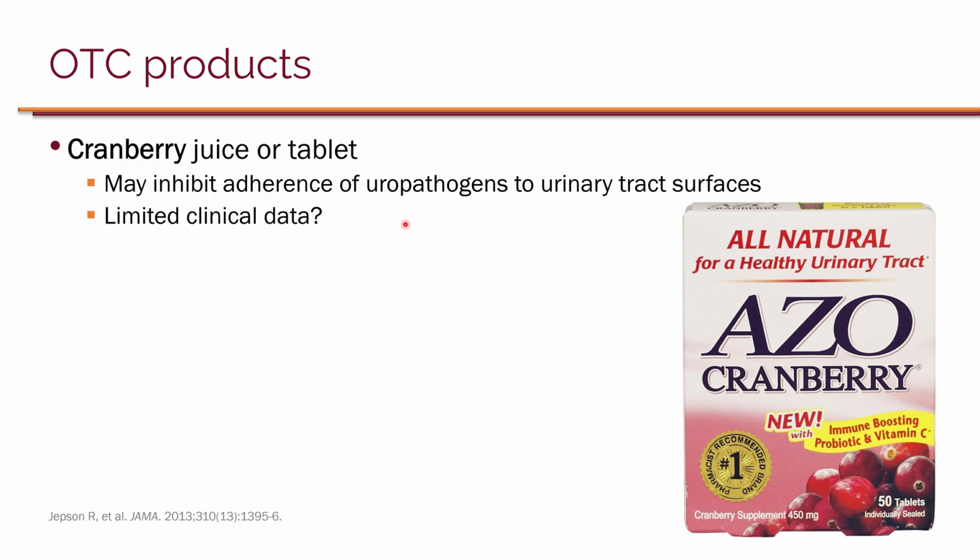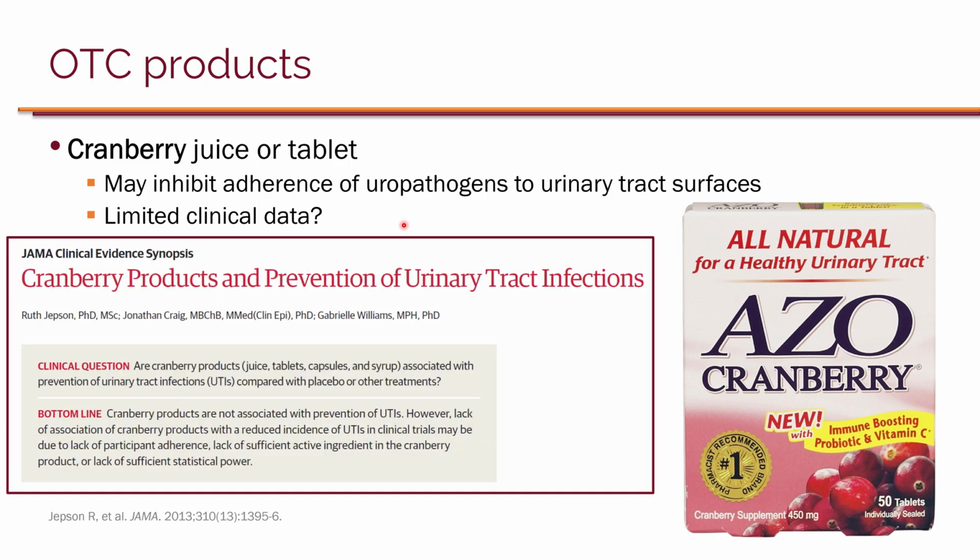Now, historically, there's been limited clinical data on this. Back in 2013, JAMA released a clinical evidence synopsis. The question they were asking: are cranberry products such as juice, tablets, capsules, and syrup associated with prevention of urinary tract infections compared with placebo or other treatments? The conclusion at the time was that cranberry products are not associated with prevention of UTIs. However, lack of association of cranberry products with a reduced incidence of UTIs in clinical trials may be due to lack of participant adherence, lack of sufficient active ingredients in the cranberry product, or lack of sufficient statistical power.